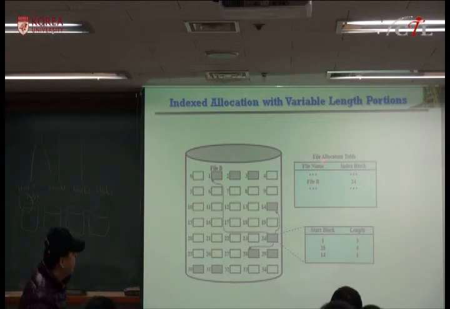The file allocation table points to the index block. The index block points to the portions. The first portion starts at block 1, and its length is 3, a contiguous variable size portion. The second portion starts at block 28, and its length is 4. The third portion is at block 14, and its length is 1. This is called index allocation with variable length portion.